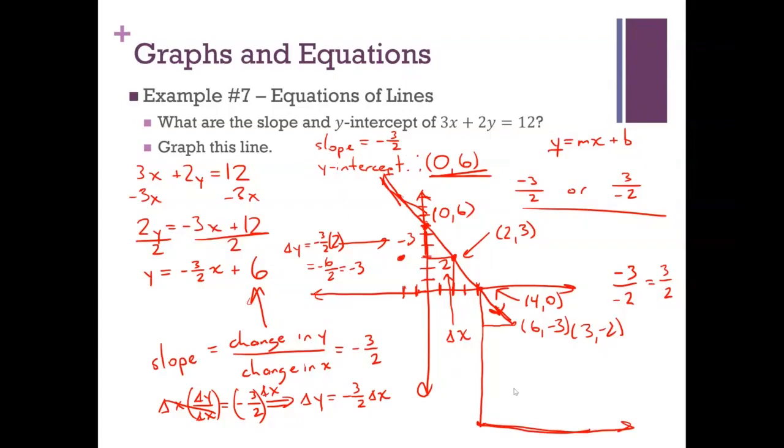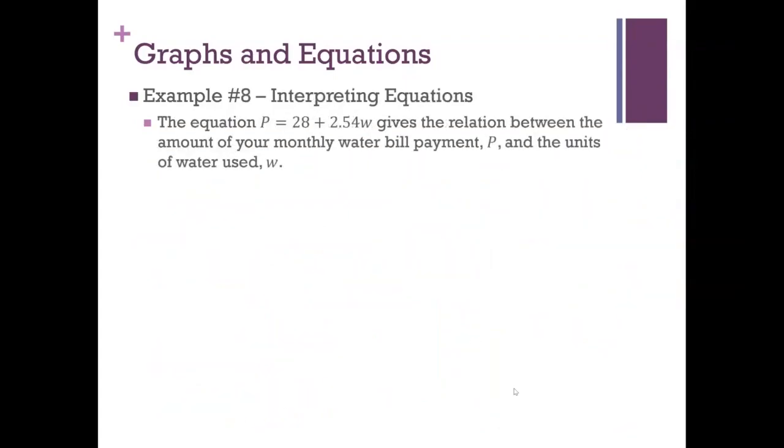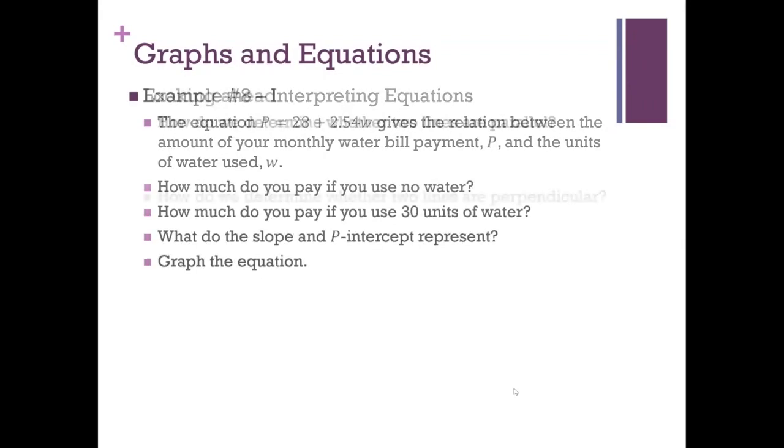What else? So let's look at a situation. Now I'm giving you an equation of a straight line that has a context. This equation, P equals 28 plus 2.54W, gives a relationship between how much I'm paying every month for my water. That's what capital P stands for. And W is the number of units of water that I use.